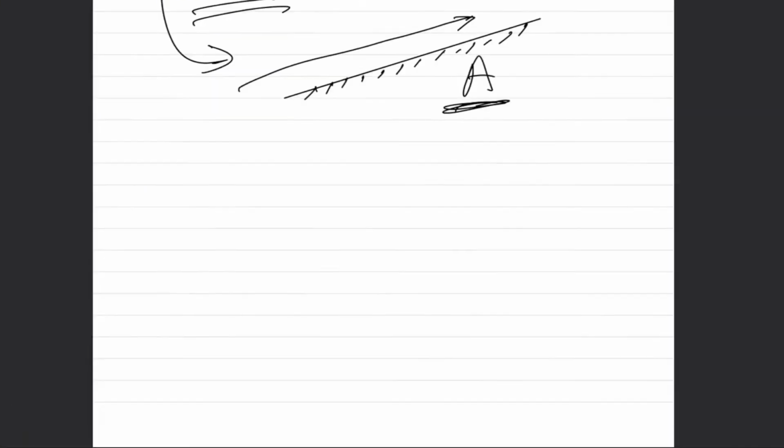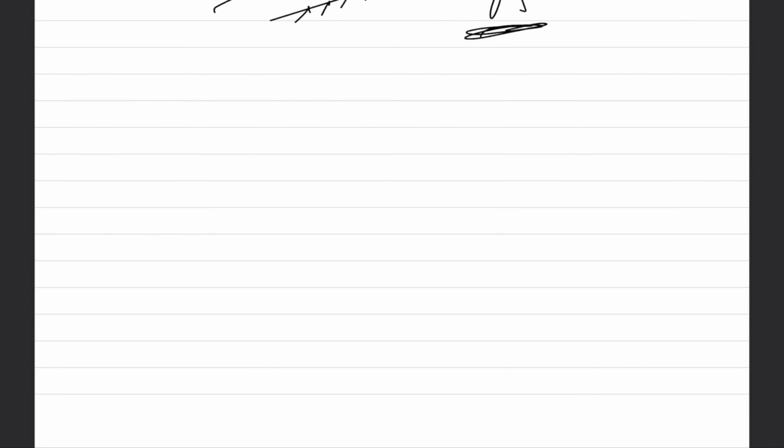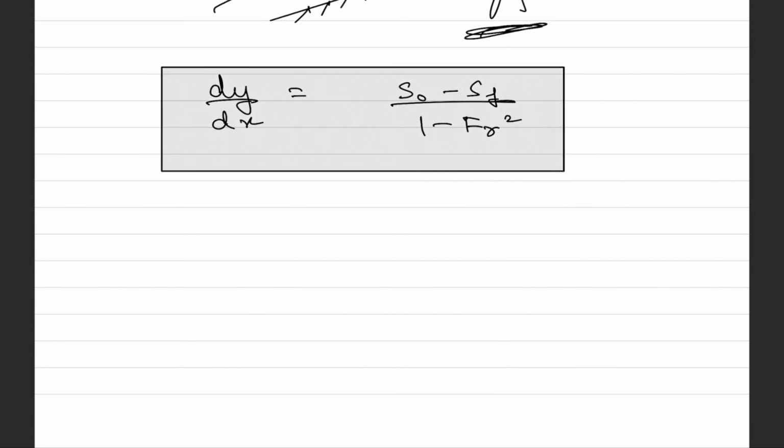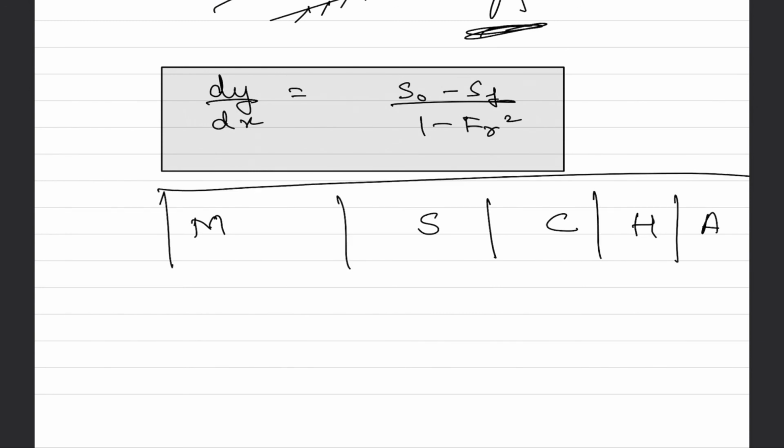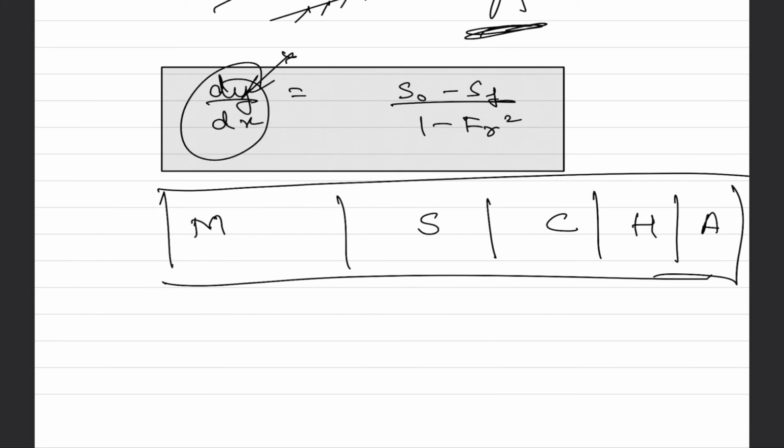So with that, we are good to start classifying the sign of dy by dx, which is given by S naught minus SF divided by 1 minus Froude number square, for various channel sections, which would have M, S, C, H, and A as their first letter representatives. And we are going to understand in different scenarios what kind of profiles we can expect and what would be the change in dy by dx for those profiles. Thank you.